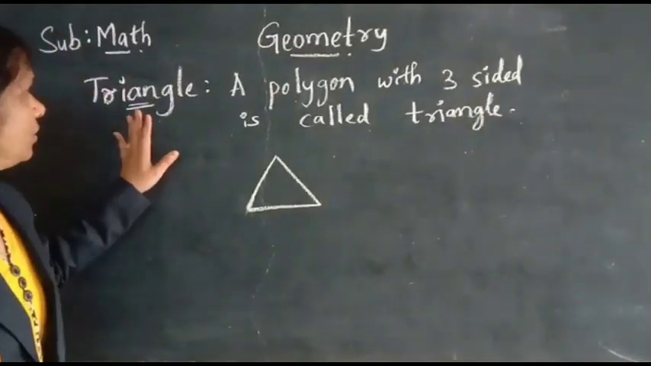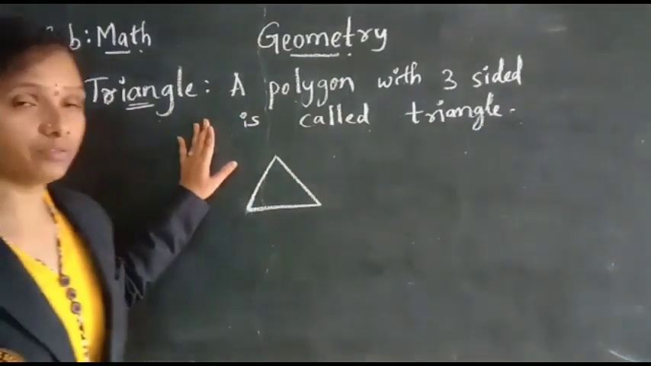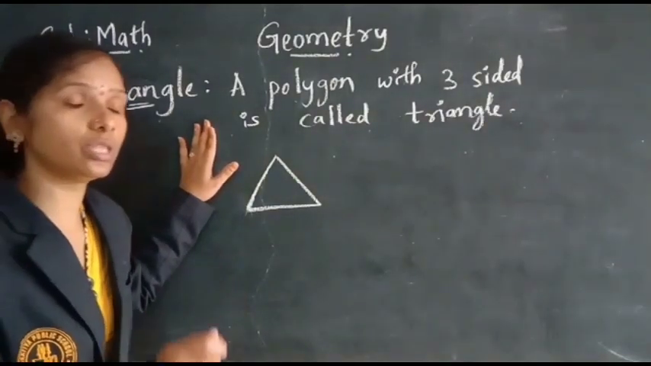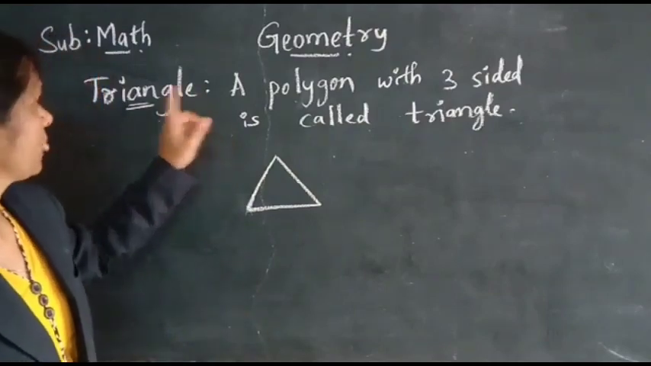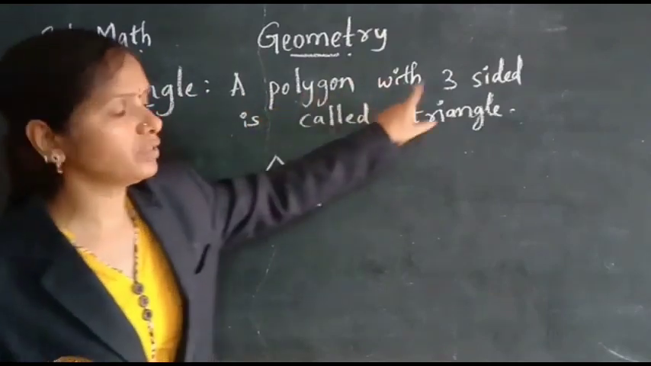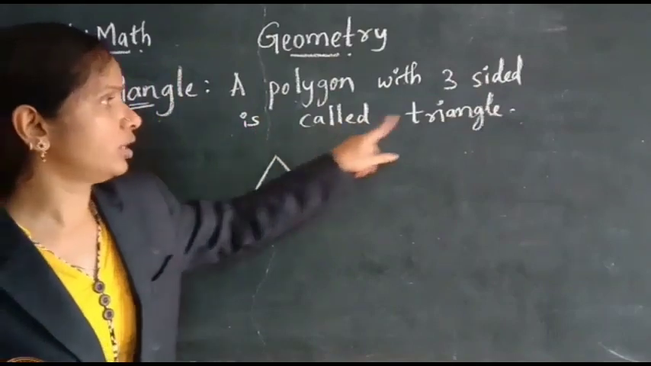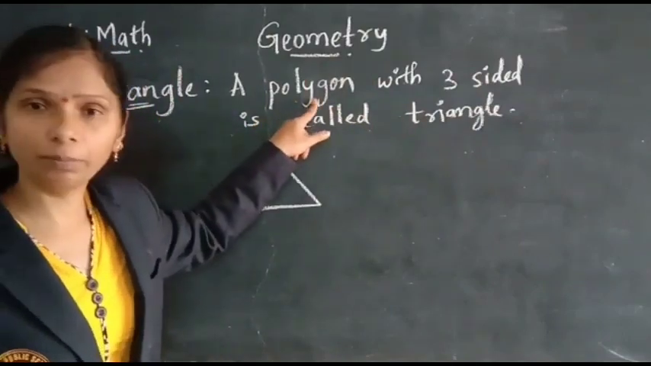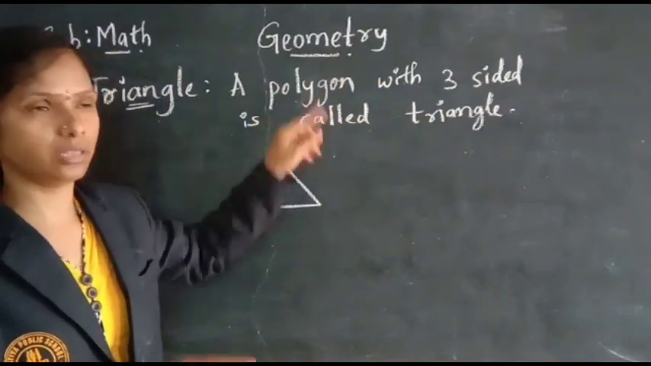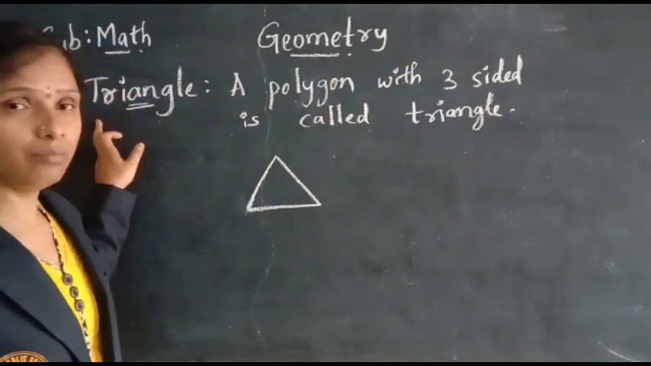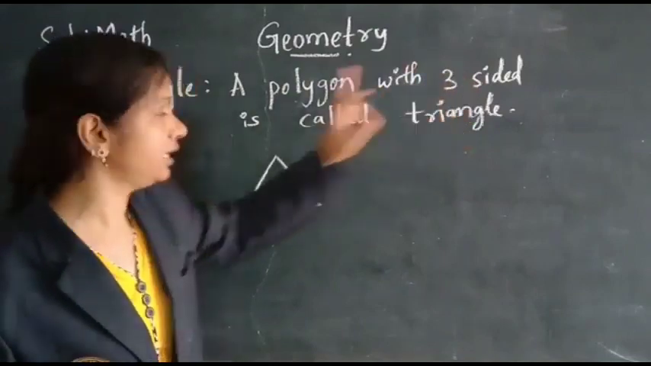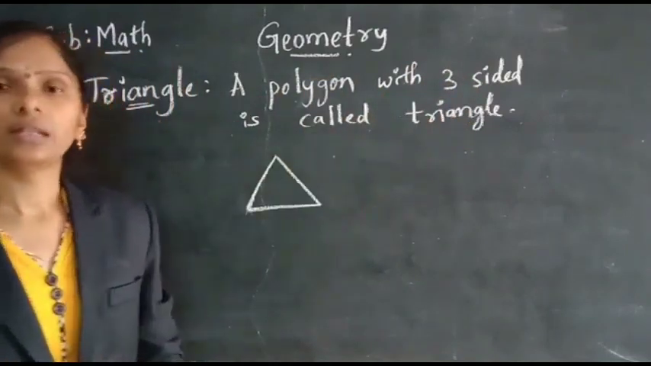Now we are going to learn about the triangle. Already I gave you the definition of a triangle and showed you the triangle shape in the previous video. A triangle is nothing but a polygon with three sides. Already before I told you a polygon is nothing but a closed shape with line segments. Now a triangle means a polygon with three sides.